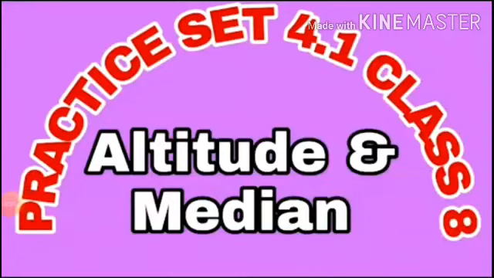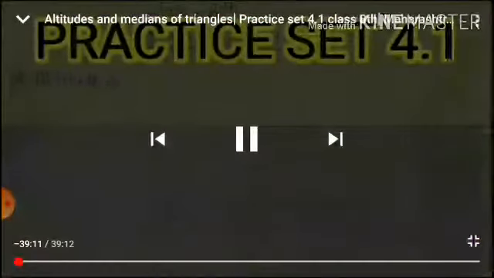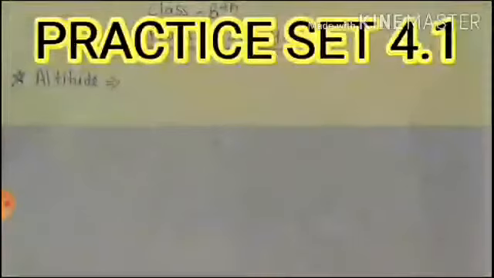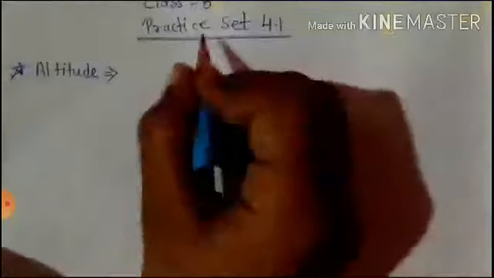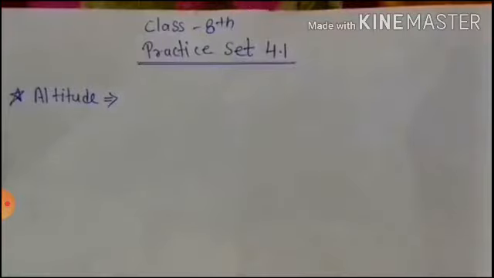In your previous lecture, you have done the third chapter of mathematics, indices. Today, we will start the fourth chapter of mathematics, altitude and median. Before starting practice set 4.1, we will start with the definition of altitude and the definition of median. First of all, we will try to understand the meaning of altitude and median.